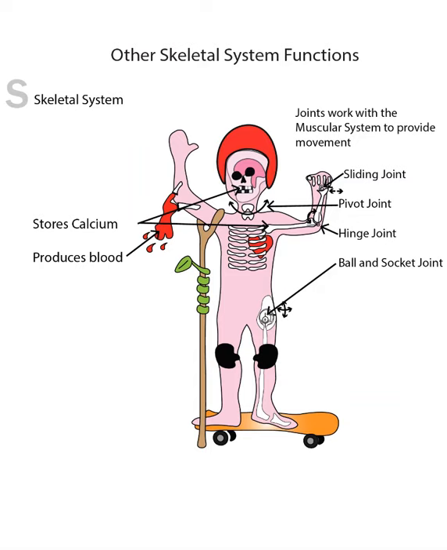So again, the muscular system works with these joints to help the body move. They need each other. One little hint when you're looking at this picture: you can see the ball and socket right inside the socket here, and you can see the hinge symbol right inside the hinge joint. And for the sliding joint, I made a little letter S. So this should help you remember other functions of the skeletal system.